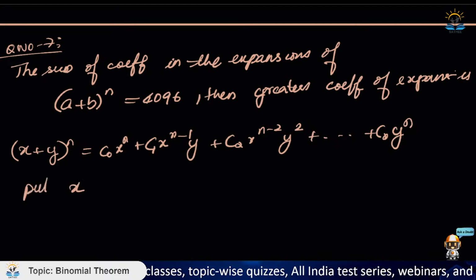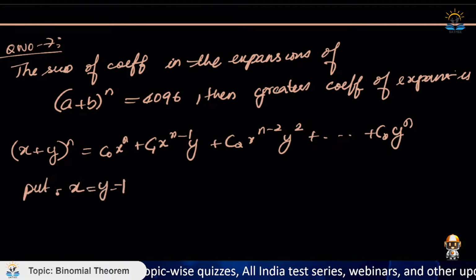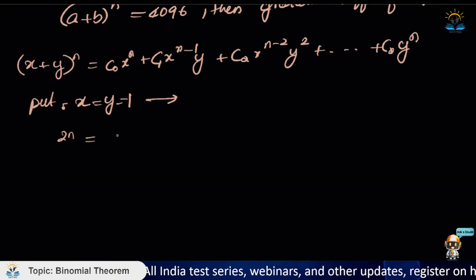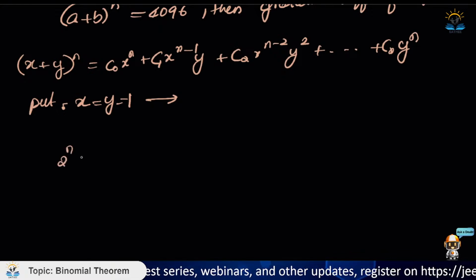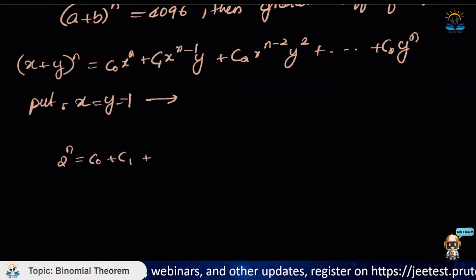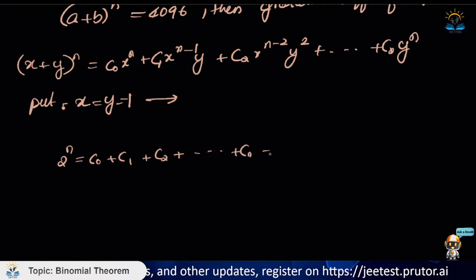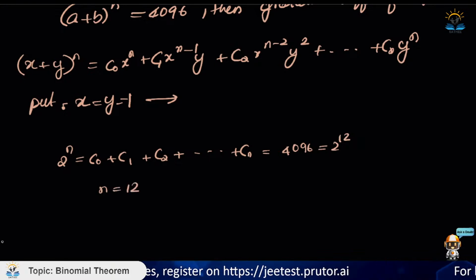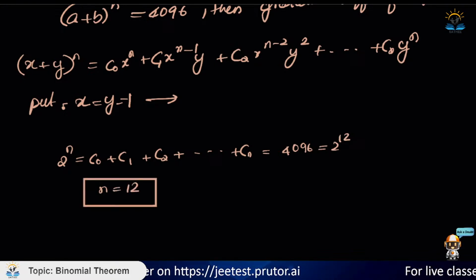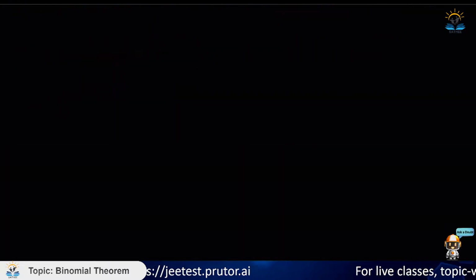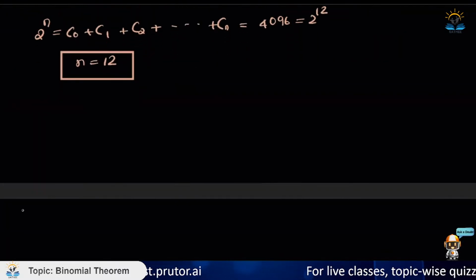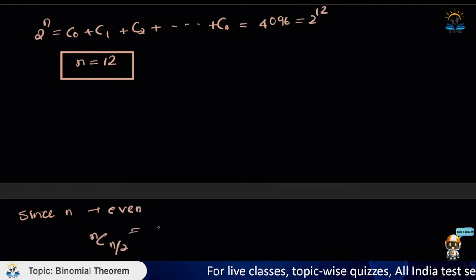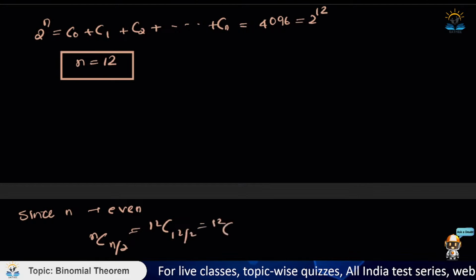So put x equals y equals 1. On putting this, we can see 2 to the power of n will be equal to c naught plus c1 plus c2 plus dot dot dot plus cn, which is equal to 4096. That is equal to 2 to the power of 12. So n will be equal to 12. Now since n is even, we can say the greatest coefficient is n by 2, that is 12c 12 by 2, which is equal to 12c6.